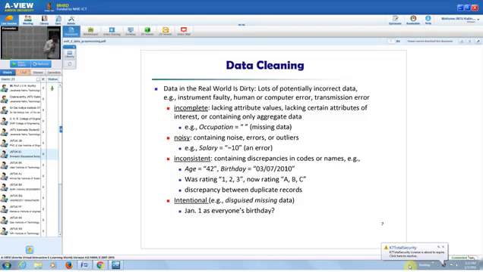Lack of certain attributes. Suppose you are typing in some attributes, and the operator is a bit lazy. Suppose somebody asks, "What is your occupation?" They may say something, but the operator will not listen and leaves it. Similarly, salary: the value is put as -10. You will never get a negative salary. So it could be a transmission error also.